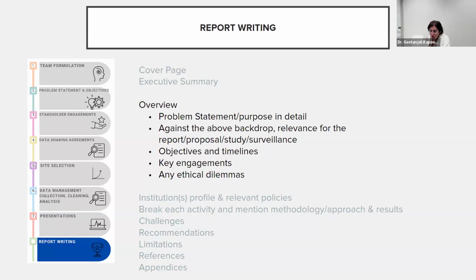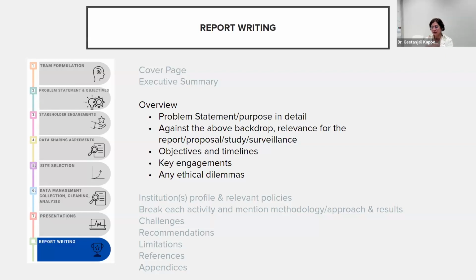Now we come to the main report. It starts with the overview. In the overview, normally we do not talk about the results, because there's a separate section on the results. In the executive summary, we have the results also, if you recall.